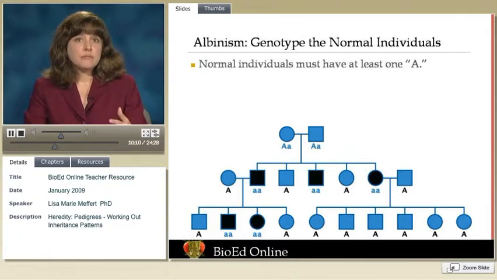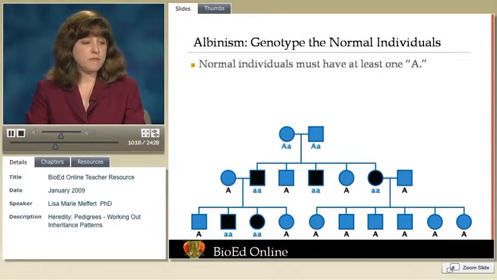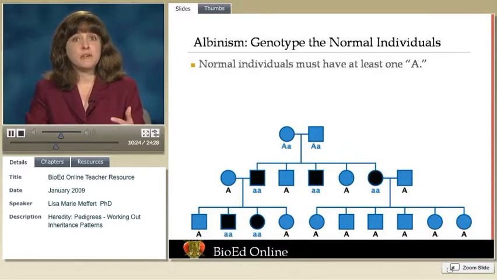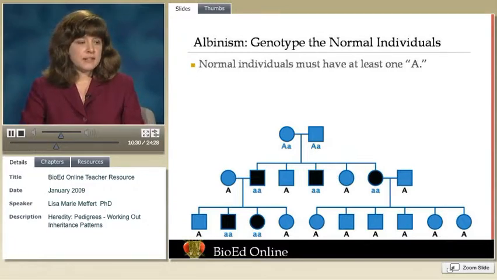Now remember, you have to be homozygous recessive to have albinism, so we know that every individual who does not have albinism must have one big A allele. So now we just assign a big A to each of the individuals who have not yet been identified for their genotypes as having at least one big A. So now we've worked out that all the individuals of this phenotype, if they are normal, have at least one big A allele. We've already worked out, we have carriers up here.